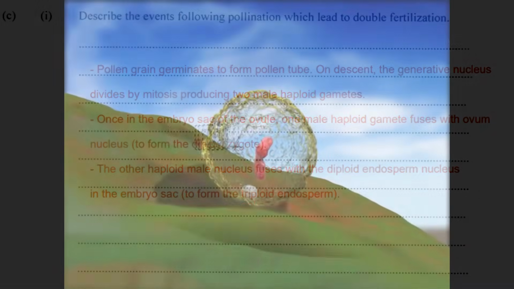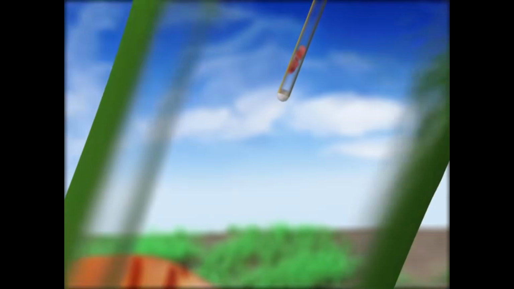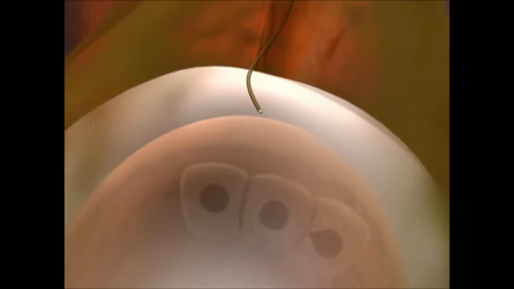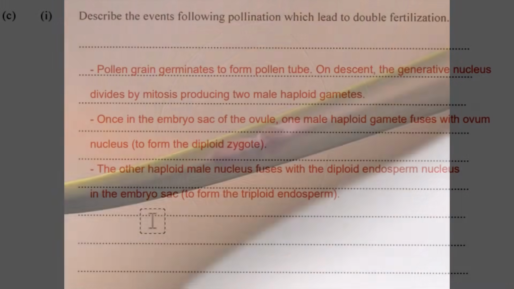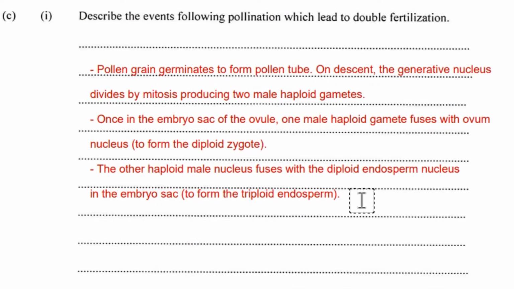Once in the embryo sac of the ovule, one male haploid gamete fuses with the ovum nucleus, basically the egg cell, to form the diploid zygote, and the other haploid male nucleus fuses with the diploid endosperm nucleus in the embryo sac to form a triploid endosperm. The endosperm, you can think of that as sort of like a placenta for the developing embryo that provides food and nutrients to sustain its growth and development.